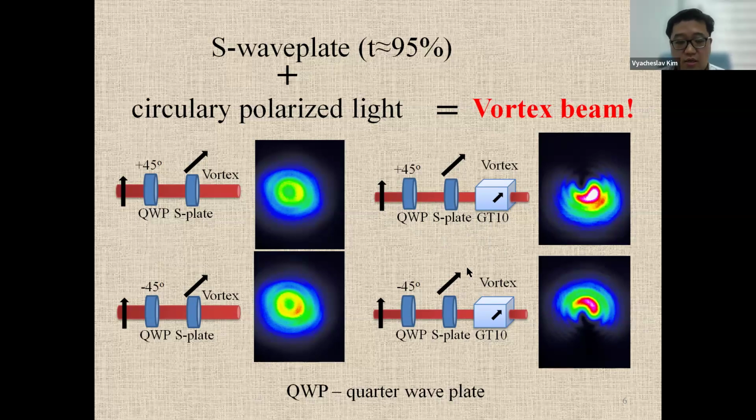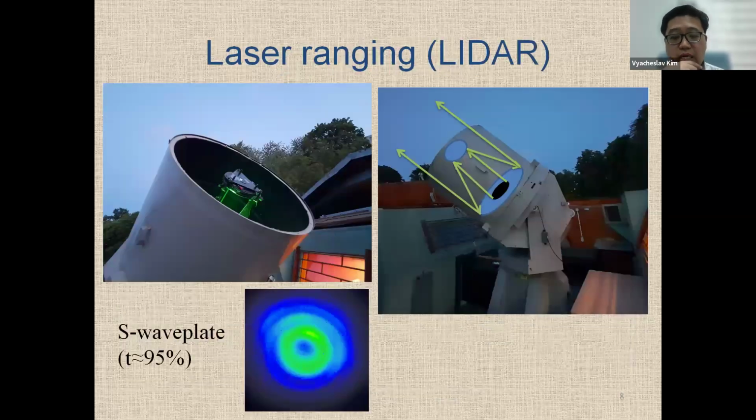Okay, so why is it so important to work with this kind of singular beams? Because they can be used for many applications, such as communication systems, laser material processing, and so on. Here is a very simple demonstration. We worked together with the Institute of Astronomy, and we tried to improve a laser ranging LiDAR system.